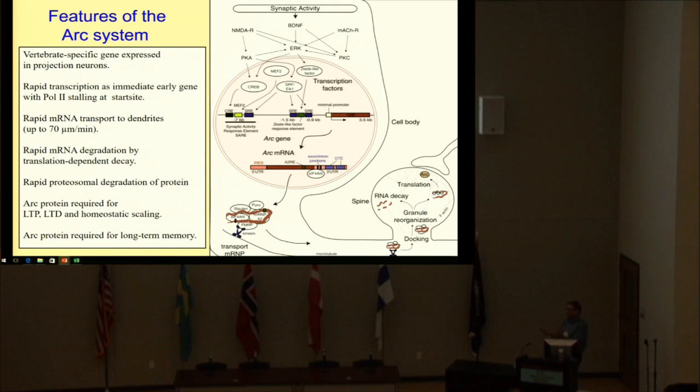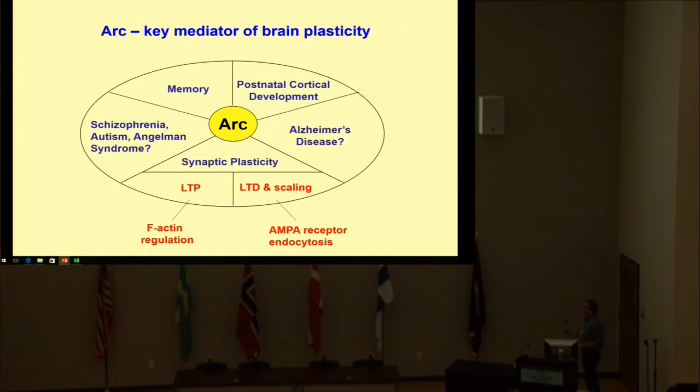And then when you have the protein, what's really interesting is that the protein is an indispensable component for LTP, LTD, as well as homeostatic scaling, as well as in long-term memory, and in the critical period in the visual cortex. So this is then an Arc-centric view of things, where Arc plays a critical role in regulating these forms of long-term synaptic plasticity, and we know that it's involved in memory and developmental plasticity as well.